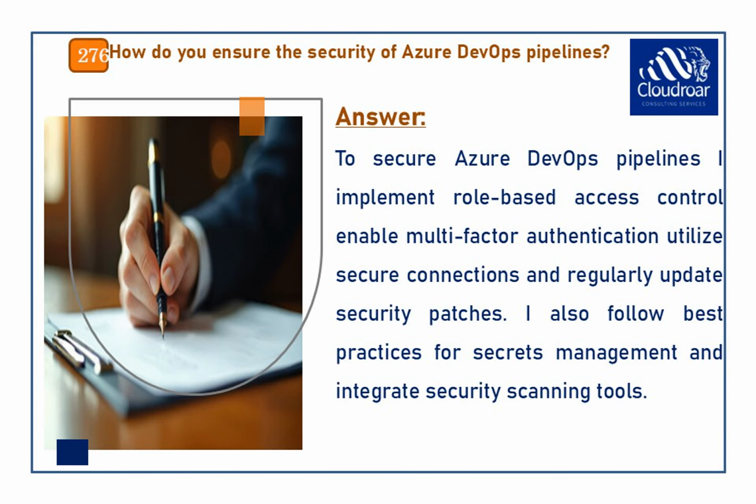Question 276. How do you ensure the security of Azure DevOps pipelines? To secure Azure DevOps pipelines, I implement role-based access control, enable multi-factor authentication, utilize secure connections, and regularly update security patches. I also follow best practices for secrets management and integrate security scanning tools.